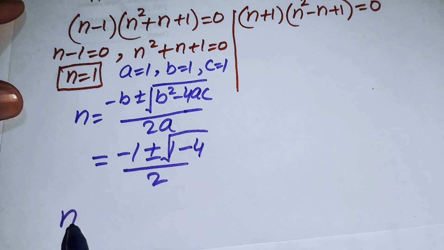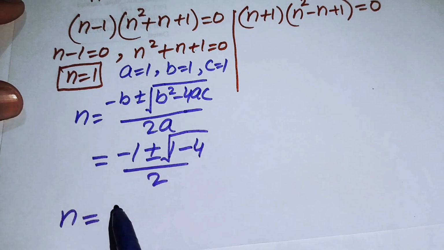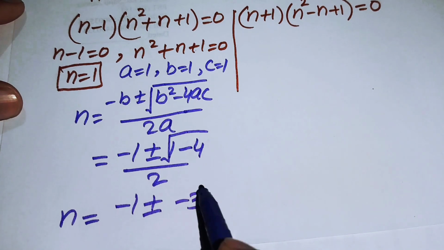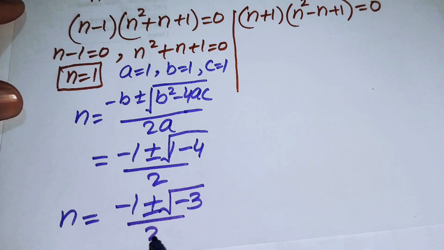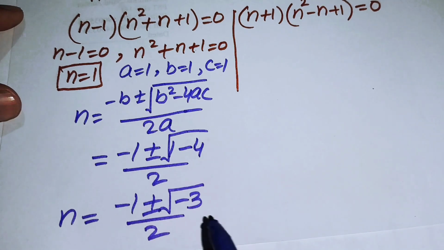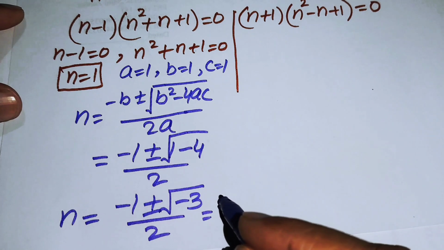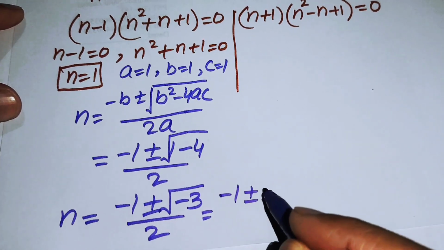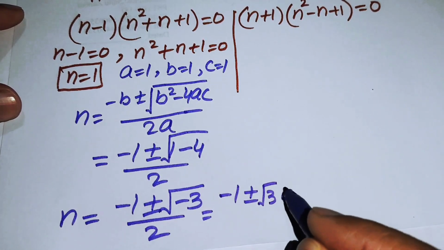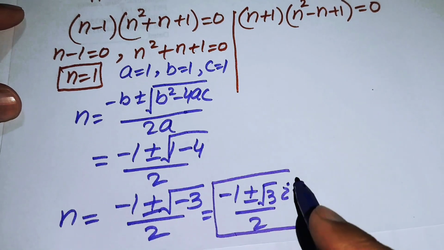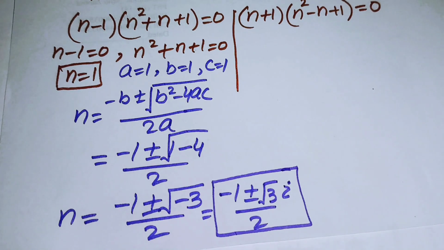So here you obtain the other two roots of the given equation: minus 1 plus minus square root of minus 3 over 2. When you open this square root, then you will get minus 1 plus minus square root of 3 iota over 2. So these are the other two roots of the given equation.